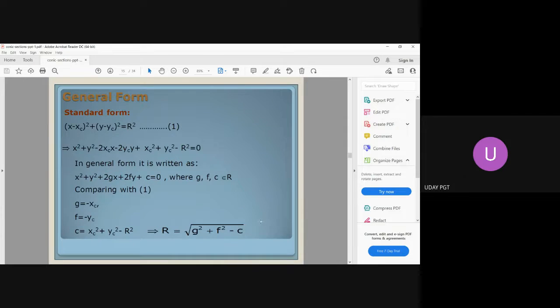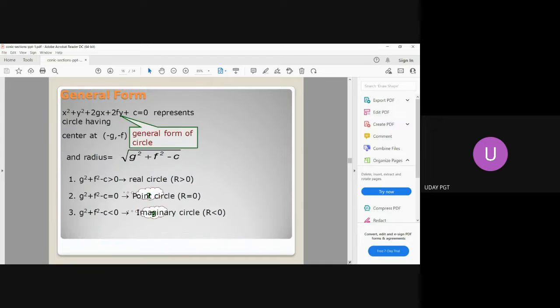So please try to remember these points. The general form x square plus y square plus 2gx plus 2fy plus c equal to 0 represents a circle having center at minus g comma minus f, and the radius is the square root of g square plus f square minus c.